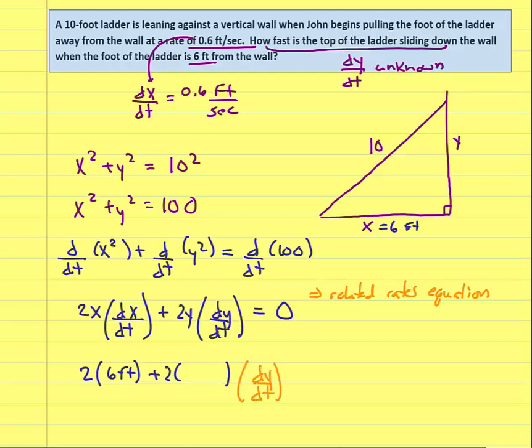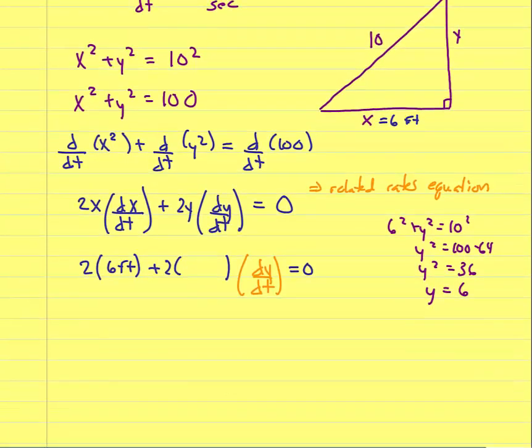And of course this is set equal to 0. Now I do have quite a few questions here. How do I figure out y? Well, y follows from Pythagorean's theorem. 6 squared plus y squared equals 10 squared. y squared would equal 100 minus 64. y squared is 36, so y is equal to plus or minus 6, but of course 6 would make sense here because it's a height. It's in the positive direction. So this would be 6 feet right here.